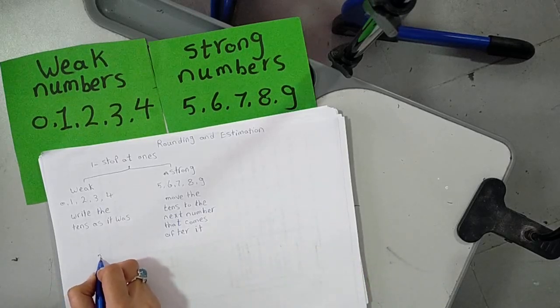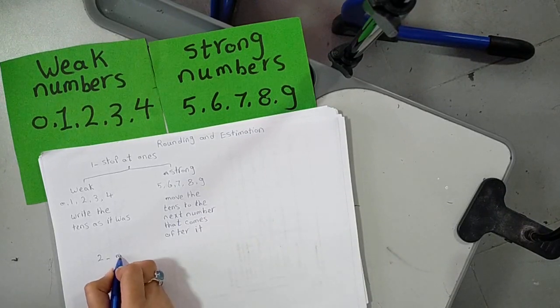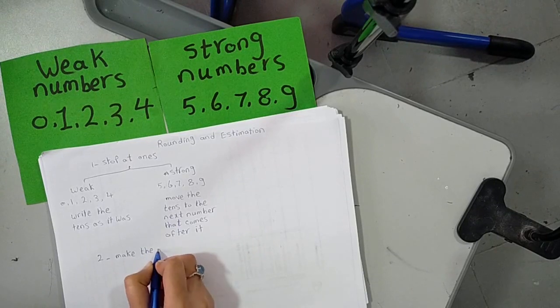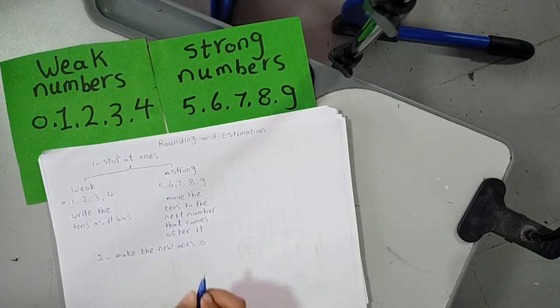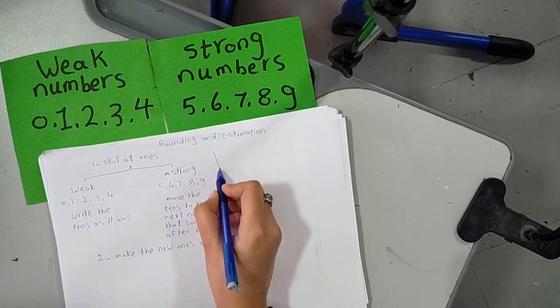So what about the second step? The second step, make the new ones 0. So the number that we write in ones, it will also be 0. It will always be 0. I can't put any number except 0 in ones.